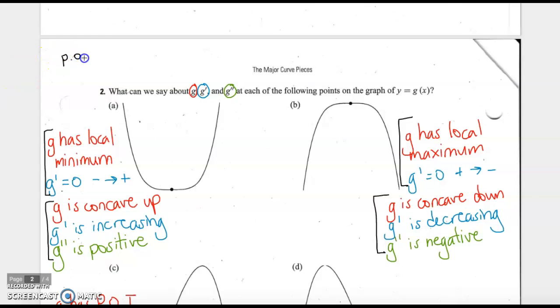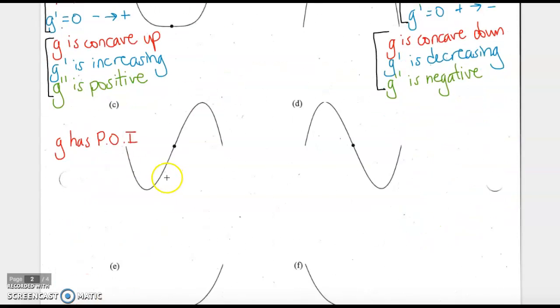A POI, for our purposes, means point of inflection. That's not jargon that's accepted on the AP test. You should write out inflection point or point of inflection, but just for the notes, right? That's what it's going to mean.